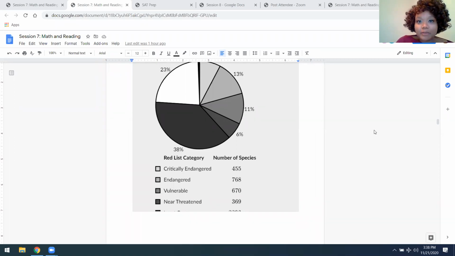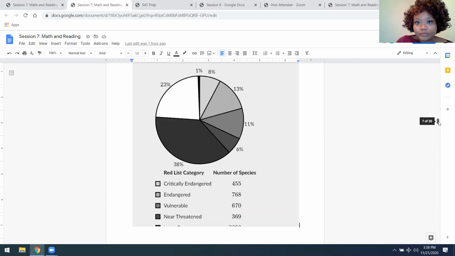So there's a little bit of math required here. You can estimate. So at the end of the day, this is not the math section. This is, I guess some kid is like on a scooter outside. Sorry if you can hear that. This is the reading section so you can estimate.